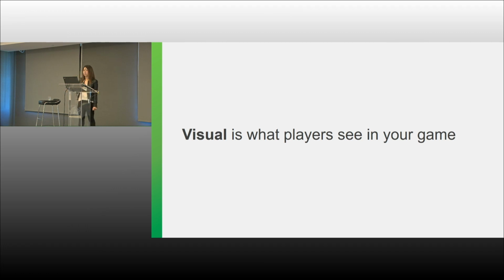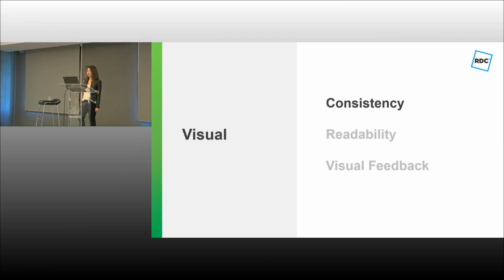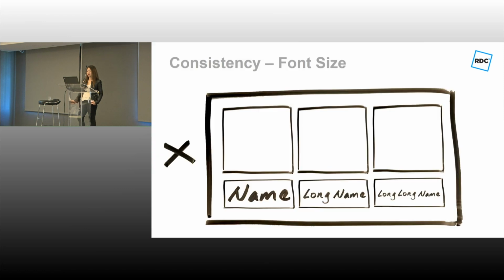Yep. Last one, visual. So visual is what players see in your game. And things to think about here: consistency, readability, and visual feedback. So for the first one, something about the font sizes. Actually, when we do design, we might use different font sizes for different hierarchy. So for example, I might use a larger text for the title and slightly smaller for content. But for content, you usually don't see different sizes in the same line, right? Yeah, so the same concept here.